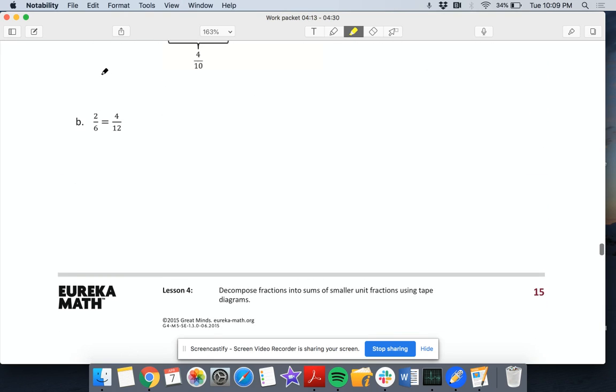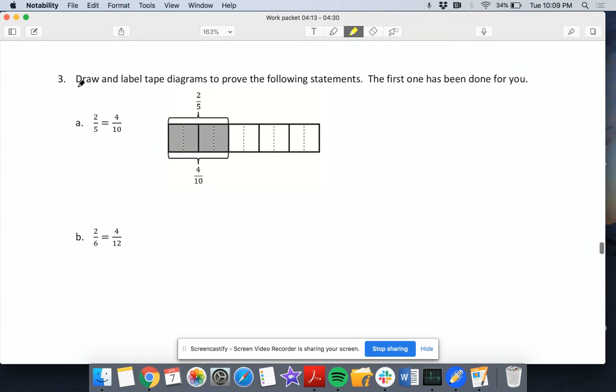So now they're telling us to draw and label tape diagrams to prove the following statement. We just have to prove that 2/5 is equal to 4/10. The first thing they did was draw the tape diagram and then divide it into 5 equal boxes. 1, 2, 3, 4, 5.